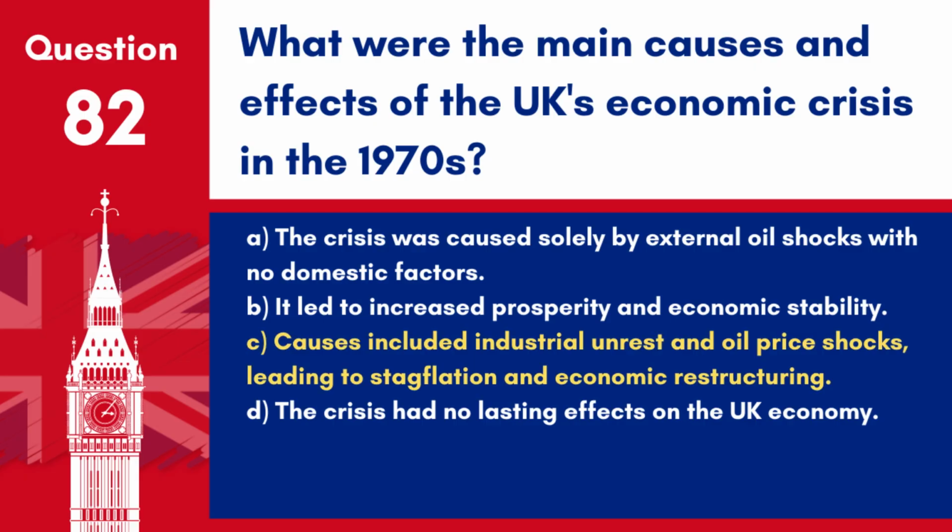Answer: C. Causes included industrial unrest and oil price shocks, leading to stagflation and economic restructuring. The 1970s economic crisis was marked by high inflation and slow growth, prompting significant changes in economic policies and industrial practices in the following decades.